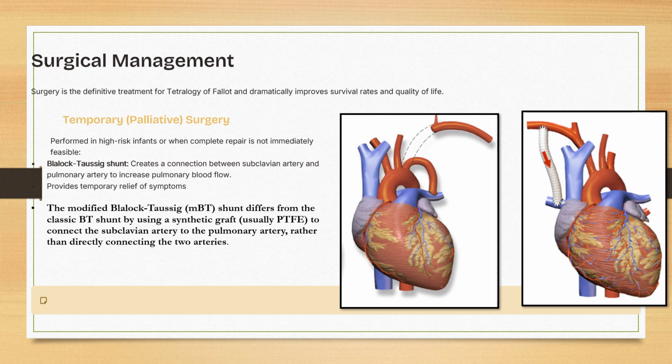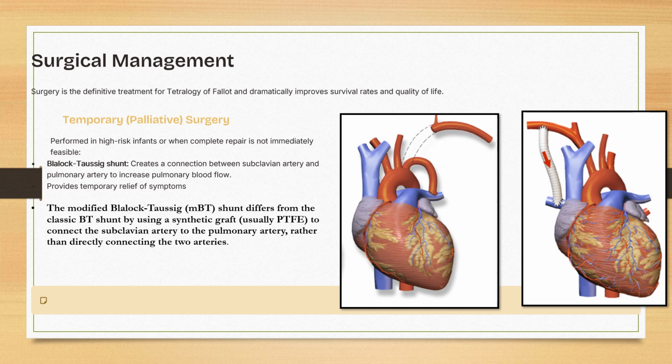The Blalock-Taussig shunt is nothing but here the subclavian artery is taken, and we are cutting one part, and it is connected to the, what is this? This is the pulmonary artery. So the subclavian artery generally arises from the aorta. So that subclavian artery is connected to the pulmonary artery.